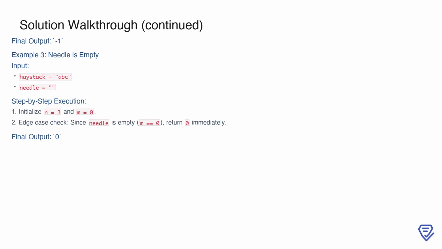Here, n is the length of the haystack, which is 3, and m is the length of the needle, which is 0. This time, we encounter an edge case. Since the needle is empty, we immediately return 0 without entering the loop. By definition, an empty needle is considered to be found at the very beginning of any haystack, so the output is 0. This concludes the example, highlighting how the function handles the case where the needle is empty.